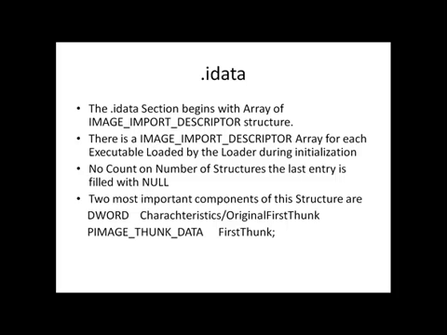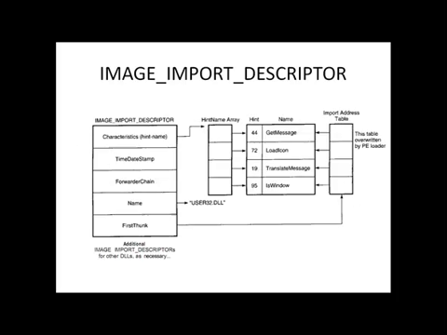The two most important structure members are the Characteristics, or the OriginalFirstThunk, and the FirstThunk. Now if you look at this, this is the image import descriptor. It has two members, Characteristics and FirstThunk, both of them point to an array. The first thunk points to an import address table, which is the most interesting topic for us, and the Characteristics points to a hint name array.